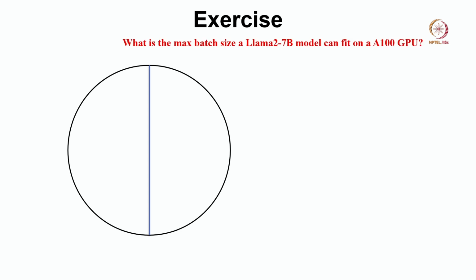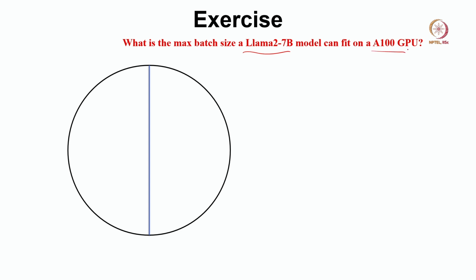So let's say we need to know the maximum batch size a Llama 2 7 billion model can fit on an A100 GPU. That means we need to know how many of those KV caches will fit in the A100 GPU memory.